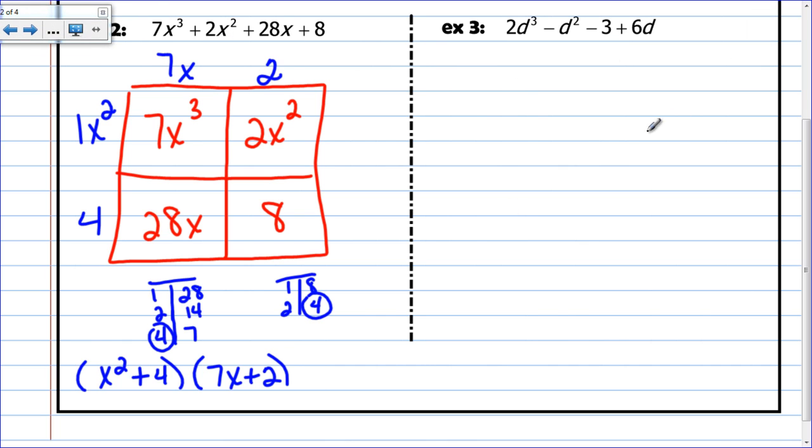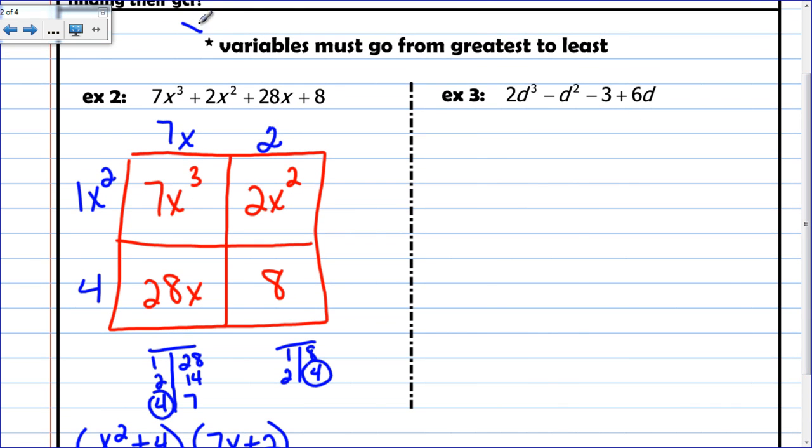So let's do example 3 here, and this one I'm going to do using the grouping method. And if you will notice this instruction right here, it says that variables must go from greatest to least. So when you're looking at your variables, you have to look at the exponents and put them in order from the biggest exponent to the smallest exponent. So if you see, like this one, I have an exponent of 3, an exponent of 2, an exponent of 1, and then no exponent because there's no letter. So this one, if you'll notice, is not in order because I've got an exponent of 3, an exponent of 2, no exponent, and then the 1.